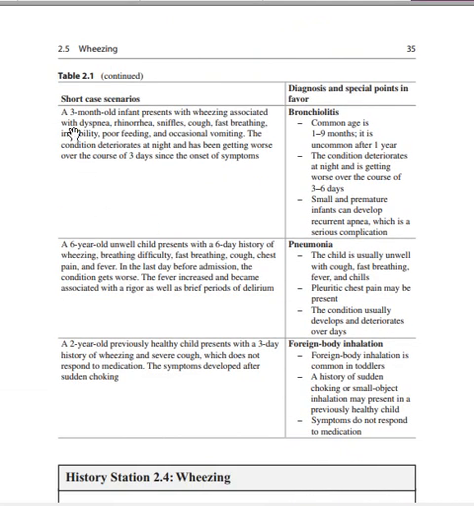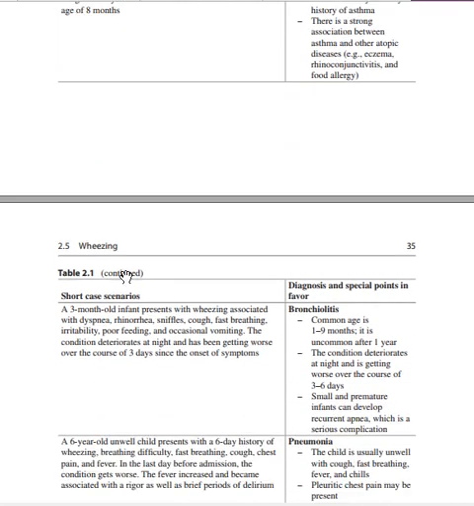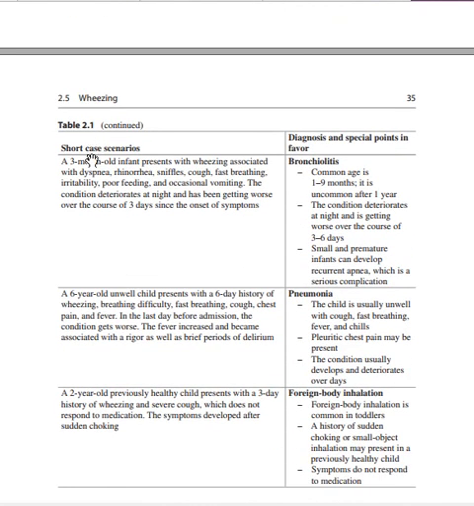The second short case is a 3-month-old infant presenting with wheezing associated with dyspnea and rhinorrhea. He has wheezing, dyspnea, rhinorrhea, sniffle, cough, fast breathing, irritability, poor feeding, and occasional vomiting. So here we have wheezing in a child of 3 months. I told you that the child before was 7 years, and that's when you think of asthma, but this child is less than 1 year, and that's when you think of bronchiolitis.